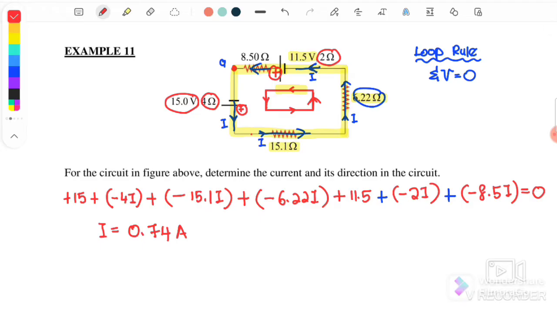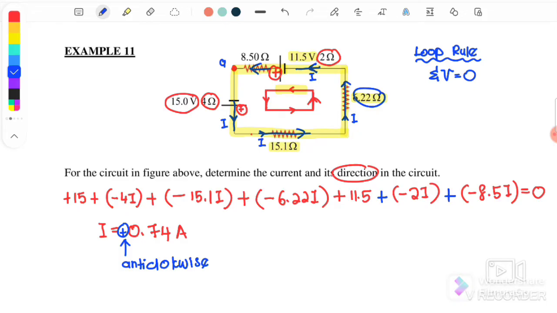And the direction, how can we determine it? If the answer that you get is positive, it means that the direction of the current in the diagram that you drew just now is correct. If we refer back to the diagram, the direction of the current is anti-clockwise. So our answer is anti-clockwise, because the value that we get is positive. Positive means that based on the diagram, the direction of the current is correct.